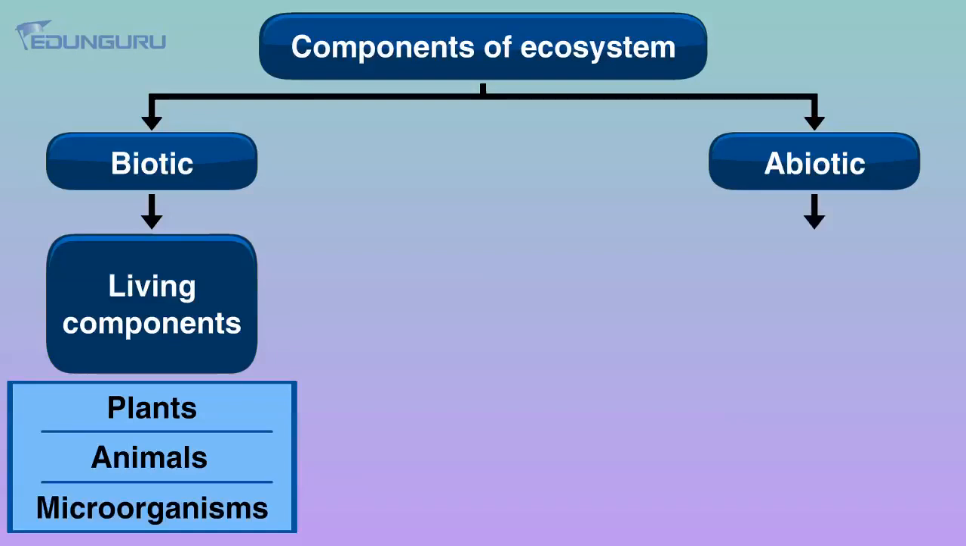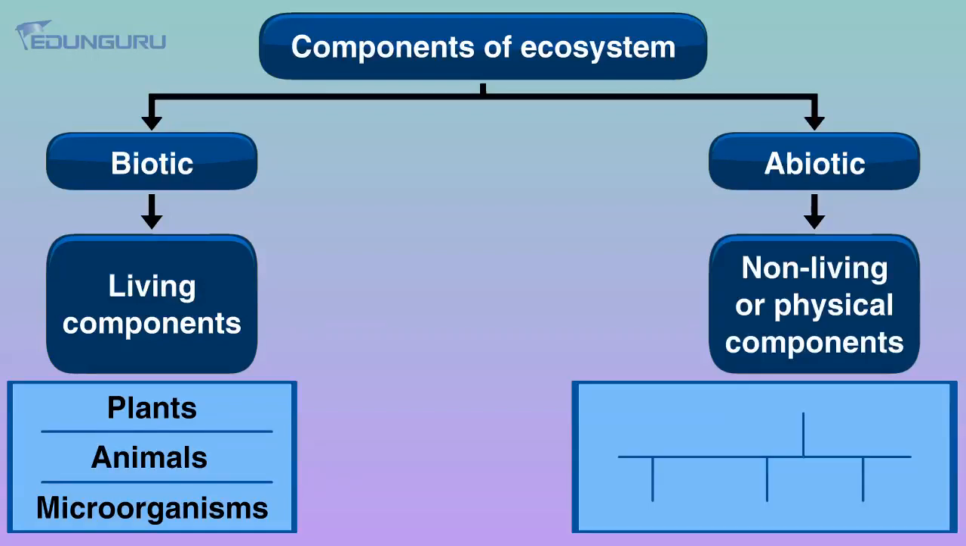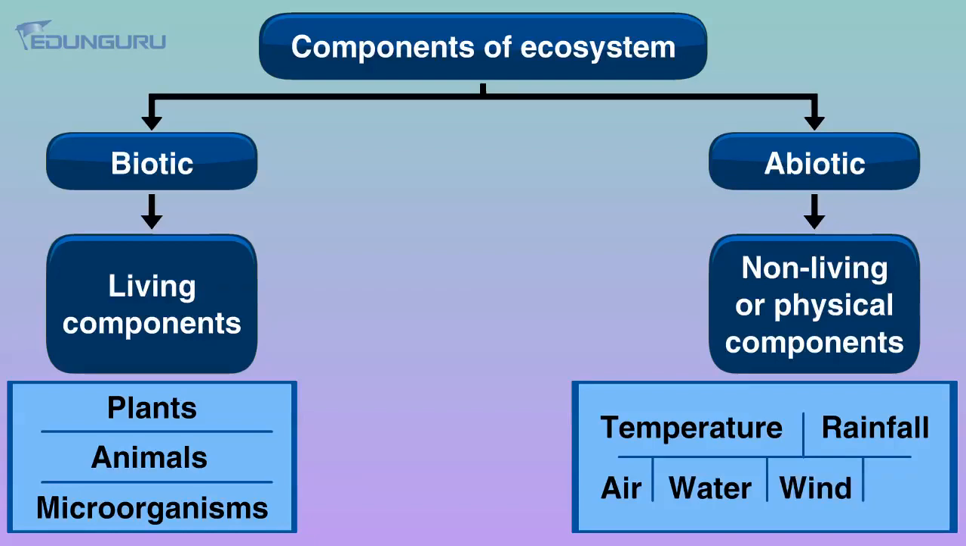Then abiotic components. Abiotic means the non-living, or we also call them the physical components. So, they include temperature, that is heat of the sunlight, then the rainfall, the air, water, wind, and soil with lot of minerals. So, these are abiotic components. Now, there is always interaction between the living and the non-living components.